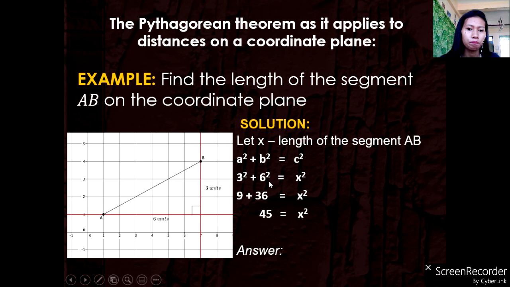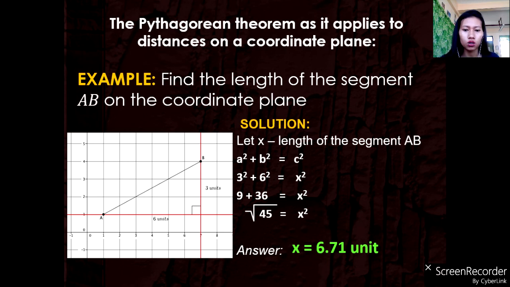Dun sa legs. So, get the square of 3 and 6. 3 square is 9. 6 square is 36. So, to get the value of x, we have to take the square root of both sides. Square root natin yung x square and then yung 45. So, kapag kinuha natin yung square root ng 45, that would result to 6.71 units, rounded off to the nearest hundredths. So, mean to say, yung value or measurement ng missing side, which is the hypotenuse, is 6.71 units.